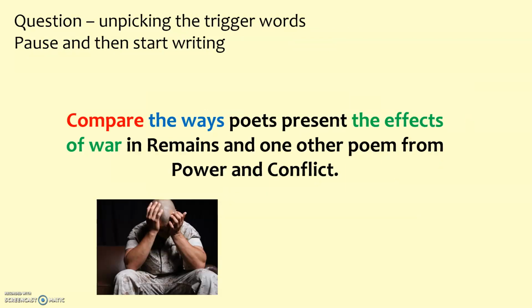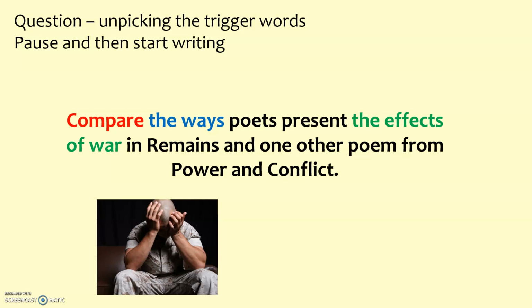Starting to unpick the trigger words is something I talked about in my previous video. Trigger words being the ones that fire something up, that make something happen. So when you see the word compare, that should trigger the thought of, right, I'm bringing those two poems together. The ways, that is the trigger for going about the methods. So how do the poets do it? Do they both use sibilants? Do they both use imagery? Does one use imagery and one use personification? The methods is the ways.